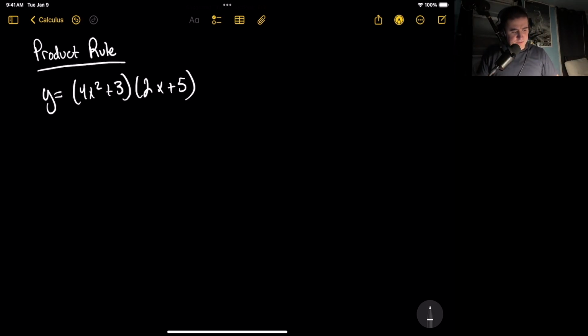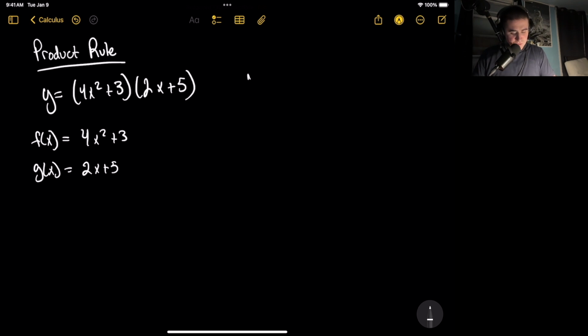All right, so now let's get to doing a few examples here using the product and the quotient rule. So here we have two functions being multiplied. We're going to say f of x is equal to 4x squared plus 3, and g of x is equal to 2x plus 5.